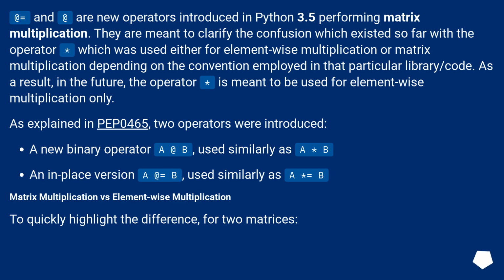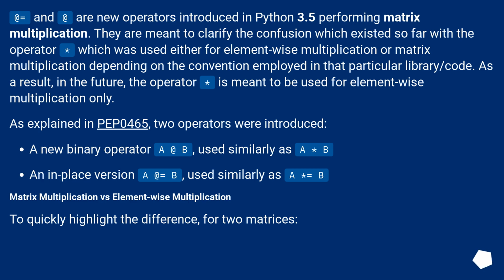As explained in PEP 0465, two operators were introduced. A new binary operator, A @ B, used similarly as A * B. An in-place version, A @= B, used similarly as A *= B. Matrix multiplication versus element-wise multiplication.